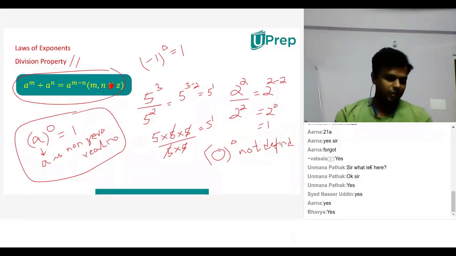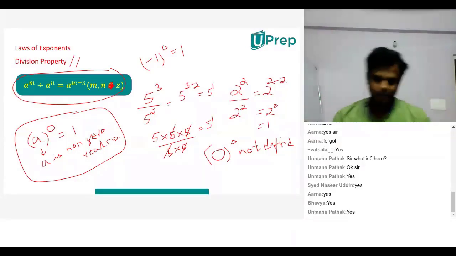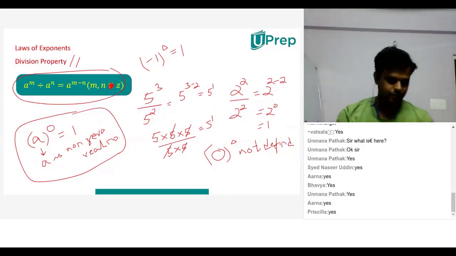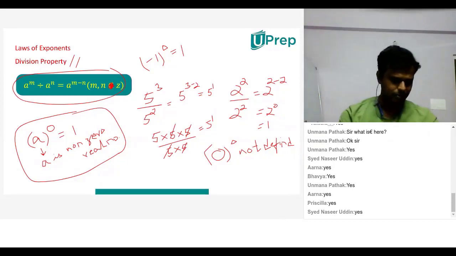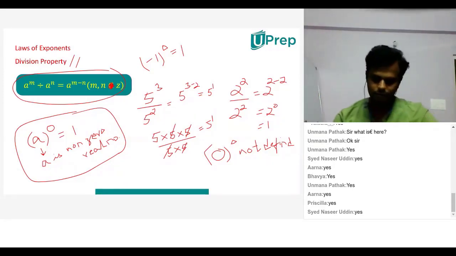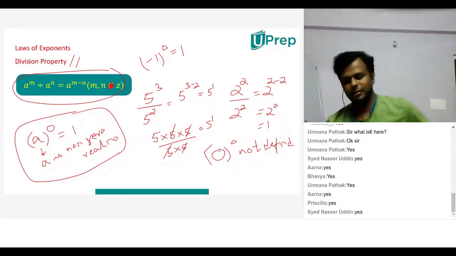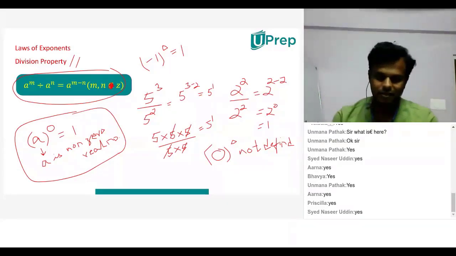Children, are you okay with these points? Please type a yes in the chat box. Well, it's a little confusing to read them. Who is this speaking? Bhavya. Yes, sir. Bhavya, what is the confusion here? Sir, I'm unable to understand it. I think it's my net issue.